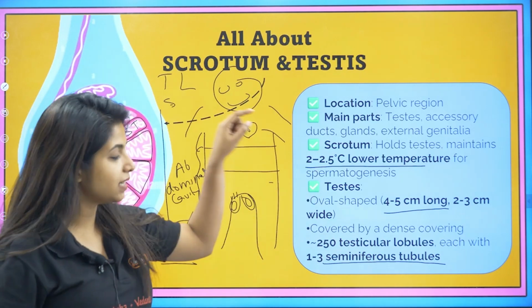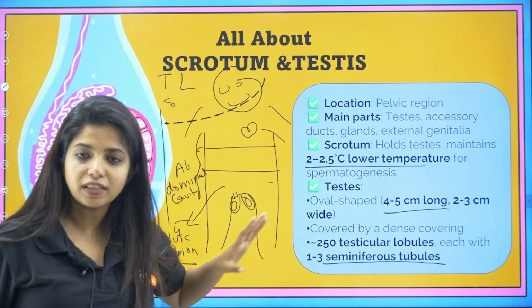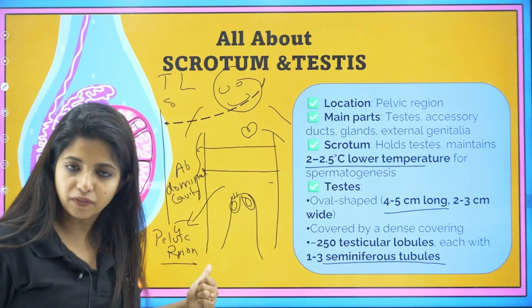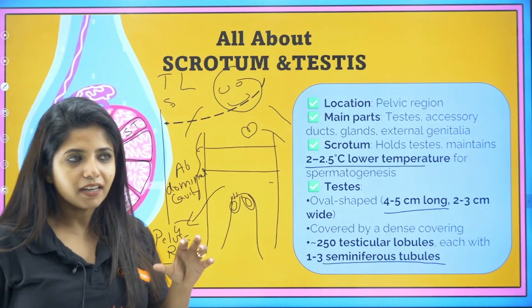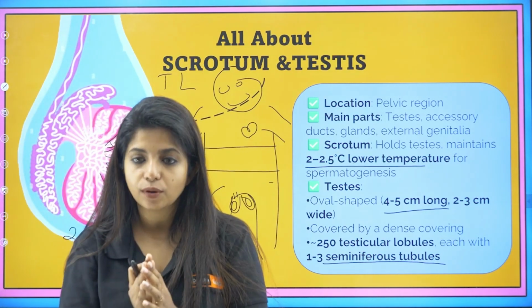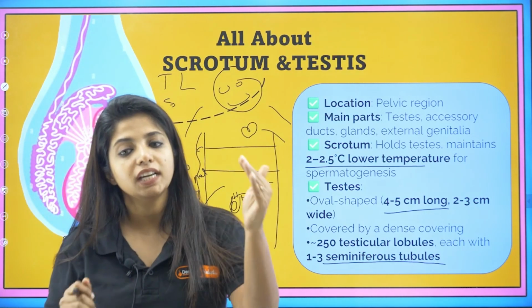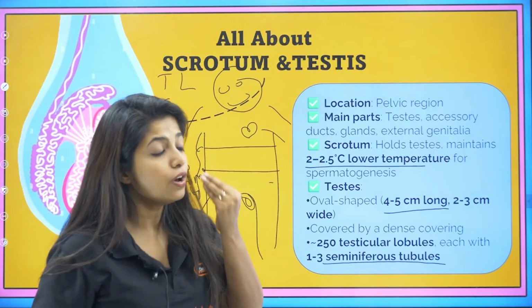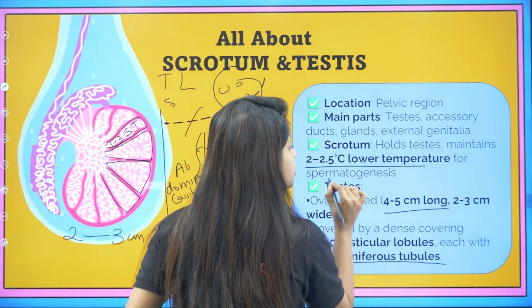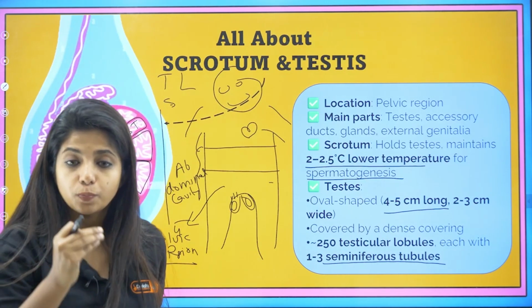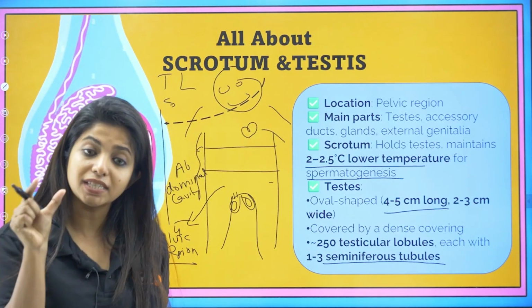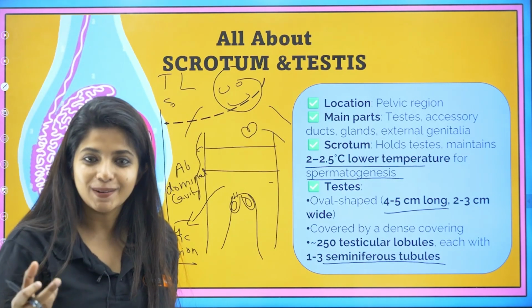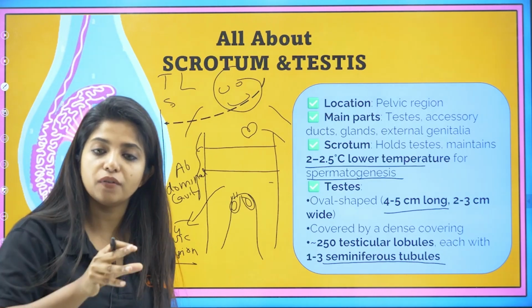Got it? And the testis has a covering. So basically we studied everything about the testis. Where is it located? In the pelvic region. Okay. And it is within the scrotal sac or the scrotum. Why? Because it needs 2 to 2.5 degrees Celsius lower than the normal body temperature for the process of formation of sperms, which you call as spermatogenesis. Genesis means formation. Okay, so spermatogenesis means sperm formation.